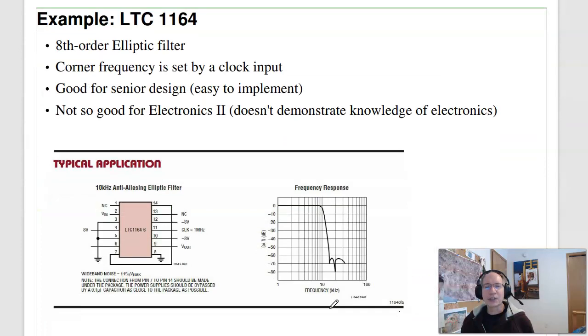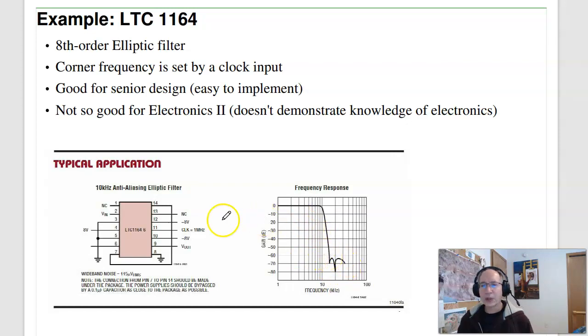An example filter is the LTC1164. This is an 8th order elliptic filter on a chip. The corner frequency is set by a clock input, and the gain versus frequency is really impressive. The gain is flat at your corner, and then it just drops. So these are the zeros that you're seeing. This is on a log scale.